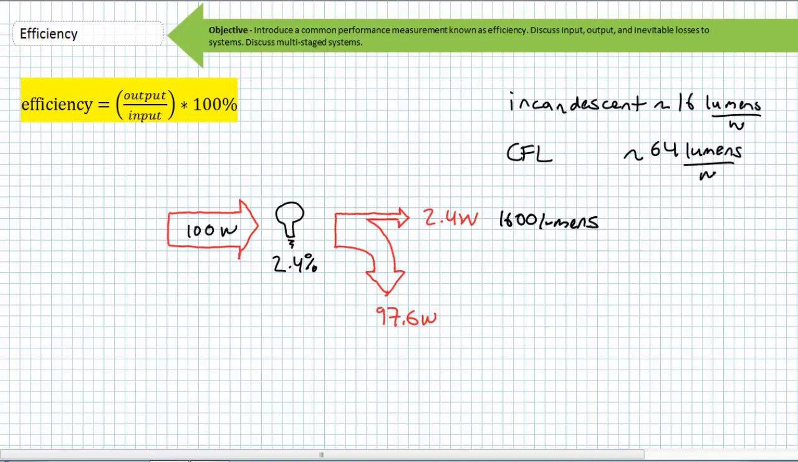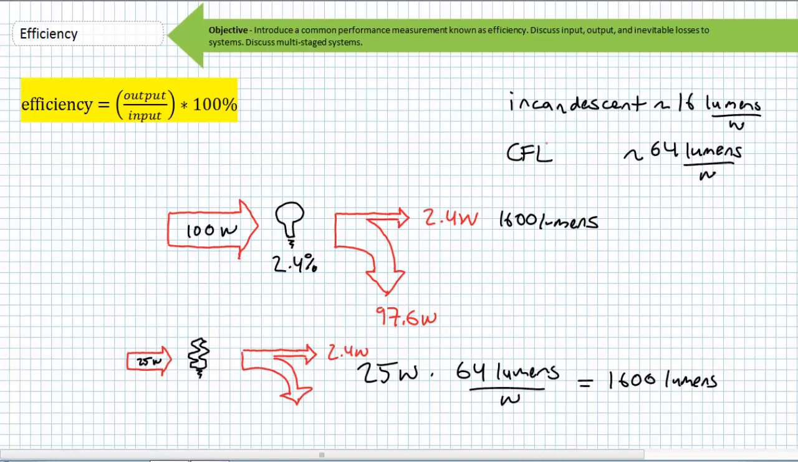Accounting for the incandescent bulb's 2.4% efficiency, we're getting 2.4 watts of radiant output, and the remaining 97.6 watts are primarily thermal losses. To get the same amount of light from a CFL, we'd only need to use a 25 watt CFL. In this case, 25 watts of electrical input is being converted into 2.4 watts of radiant output.